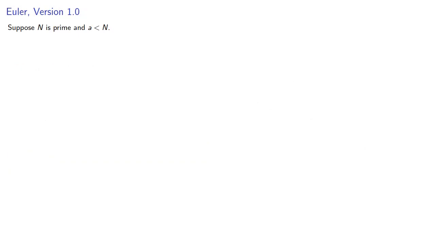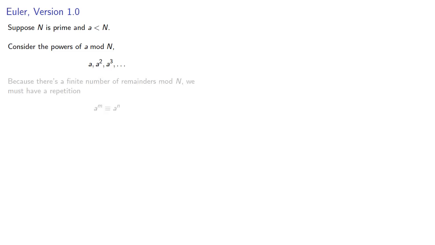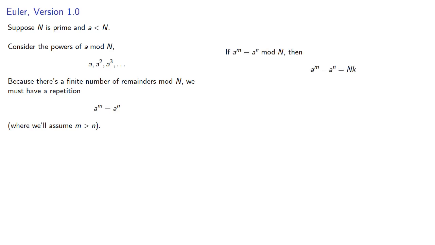So, suppose n is prime and a is less than n. Let's consider the powers of a mod n, that's a squared, a cubed, and so on. Because there's a finite number of remainders mod n, we must eventually have a repetition. a to the power m must be congruent to a to the power n, and we'll assume that m is greater than n. Now, if a to the m is congruent to a to the n, then we know their difference is a multiple of n, and let's factor out that a to the power n.